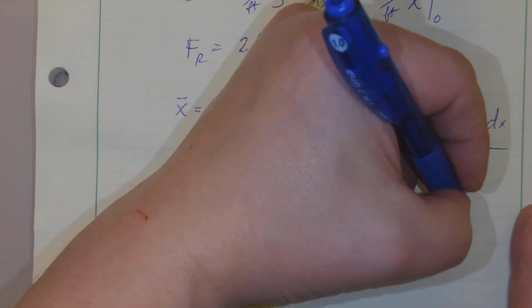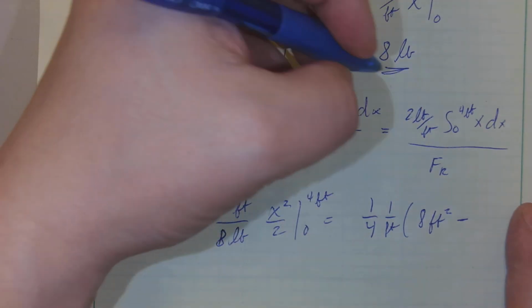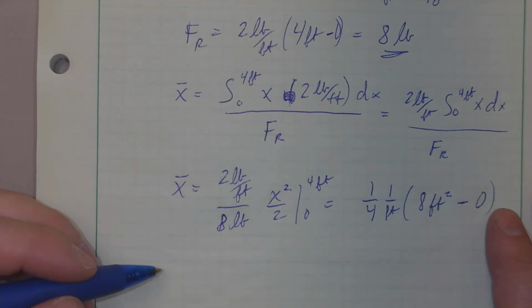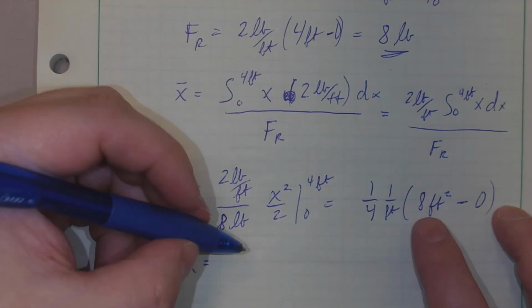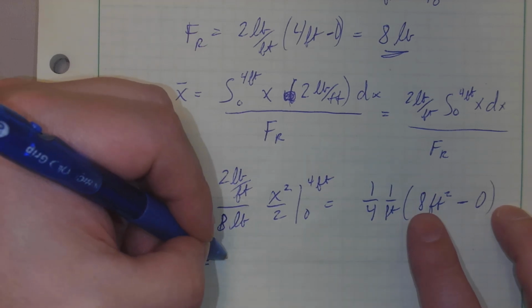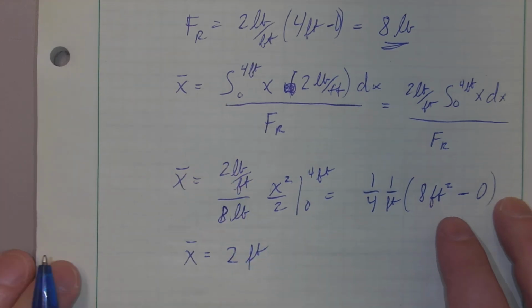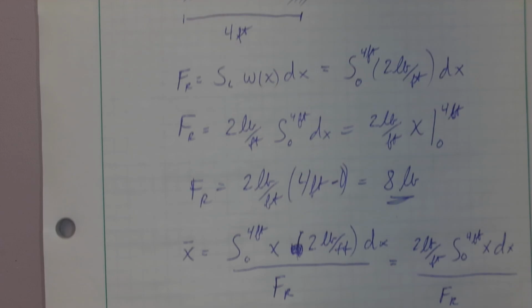And then minus that 0, so it's 0 times 0 in for x squared, that's 0 squared divided by 2, that's still 0. Okay, so I've got 1/4 per foot times 8 foot squared. X then becomes, I've got 8 divided by 4, that is 2. And I've got foot squared divided by feet, that is feet. So the x bar value then becomes 2 feet, which again probably makes sense.